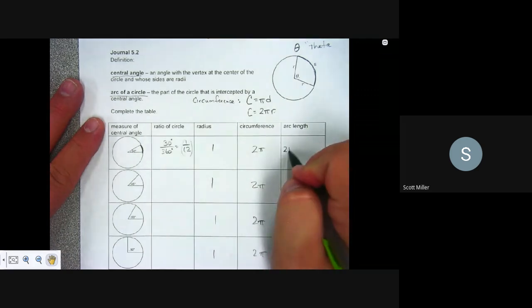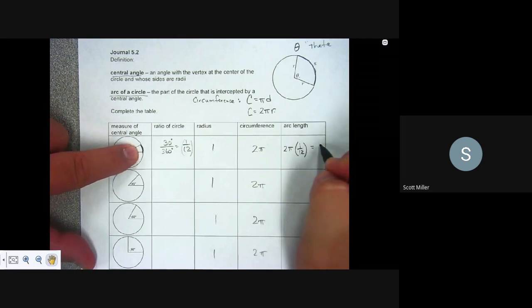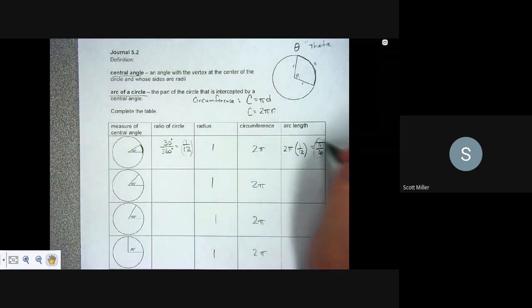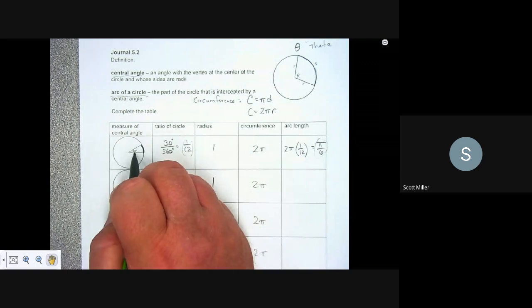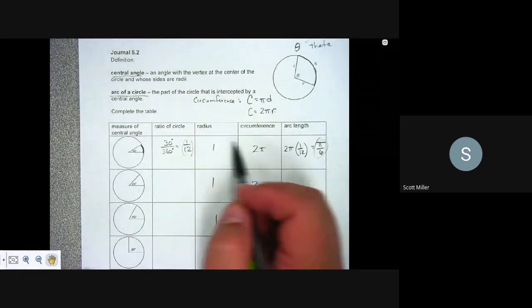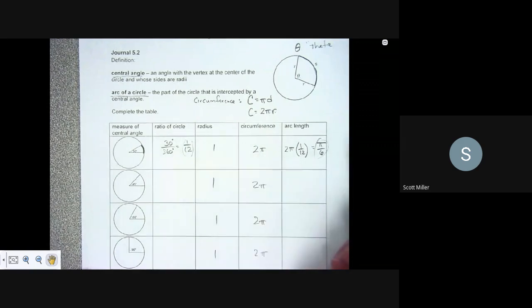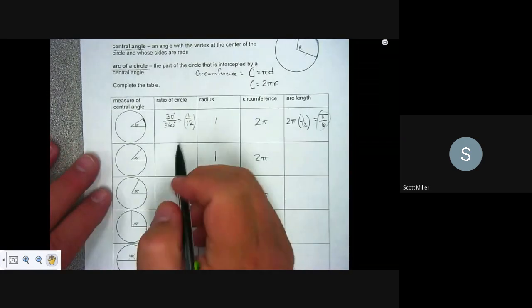So we can take the circumference length and figure out what 1/12 of that is. And so then we can figure out the length of this arc right here as being pi over 6. So that is the length of that arc that is measured from the 30-degree angle. Okay? And this is on a circumference with a circle with a radius of 1. All right? And we can continue this process all the way down very quickly.